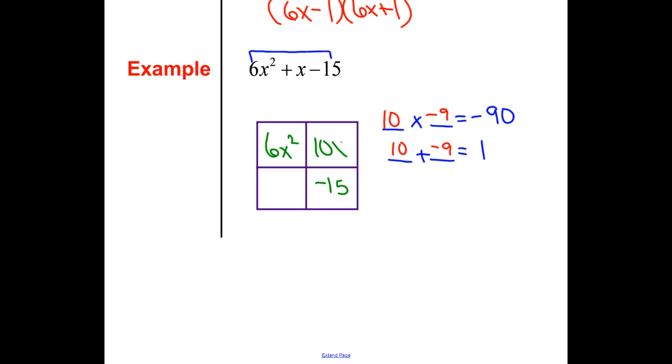Put in our parts that we figured out. Pull out our greatest common factors. 6x squared and negative 9x is going to be 3x. 10x and negative 15 is going to be a positive 5. 6x and 10x is going to be 2x. And negative 9x and negative 15 will be negative 3. So it'll be 3x plus 5 times 2x minus 3.